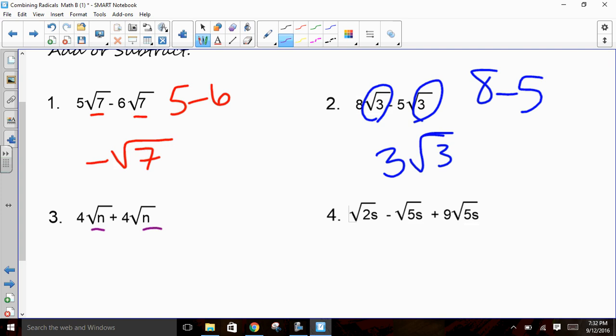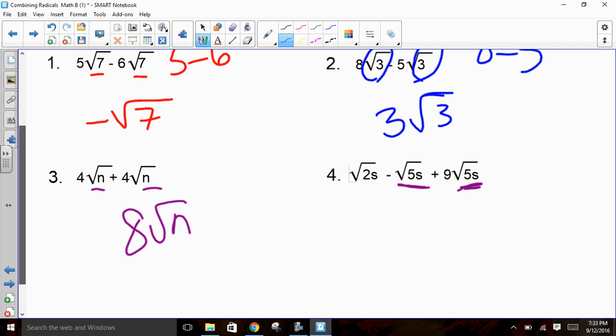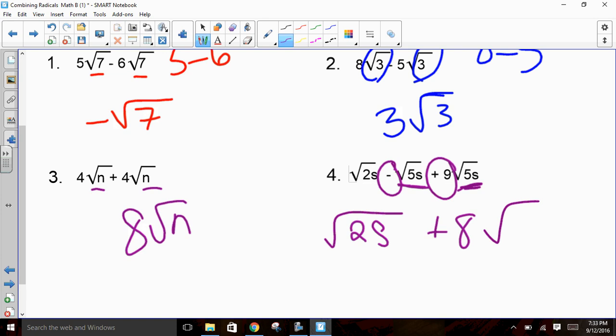Square root of n, square root of n. So I take 4 plus 4, which is 8. So then I have 8 square root n. I have the square root of 2s, the square root of 5s, and the square root of 5s. So if you notice, this term and this term, the last two terms are the same. So I leave the square root of 2s alone. I take negative 1 plus 9, which gives me a positive 8 square root of 5s. That's as far as those two can be simplified, because 2s is not the same as 5s. They are unlike terms.